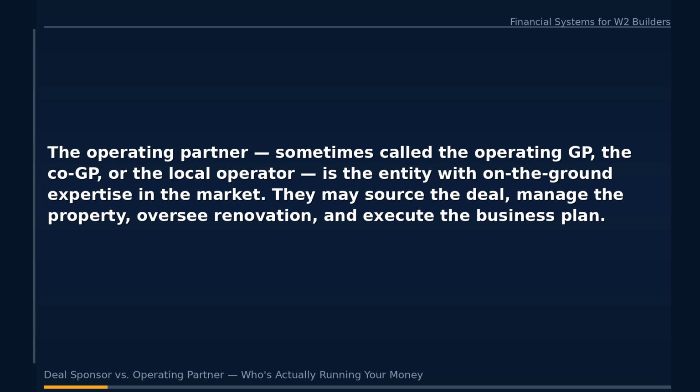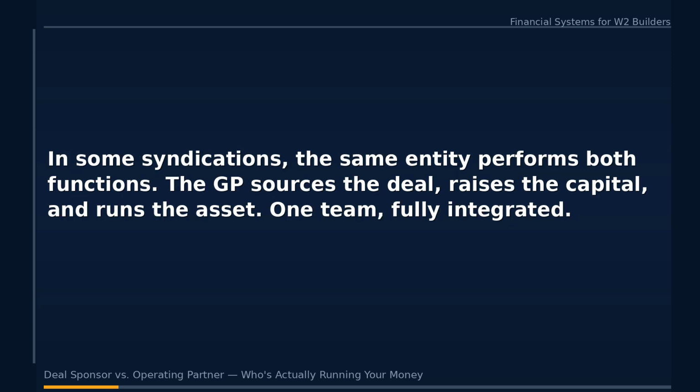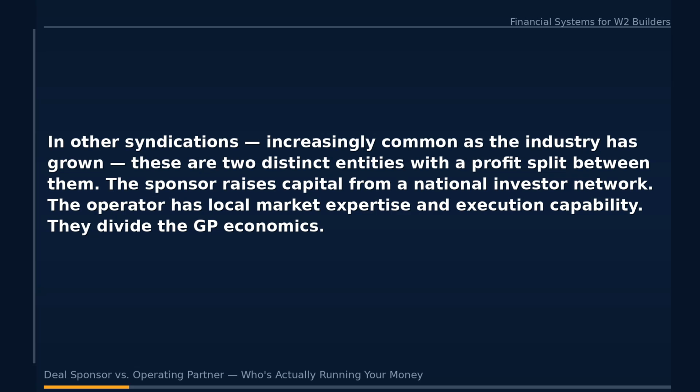In some syndications, the same entity performs both functions. The GP sources the deal, raises the capital, and runs the asset. One team, fully integrated. In other syndications, increasingly common as the industry has grown, these are two distinct entities with a profit split between them. The sponsor raises capital from a national investor network. The operator has local market expertise and execution capability. They divide the GP economics.